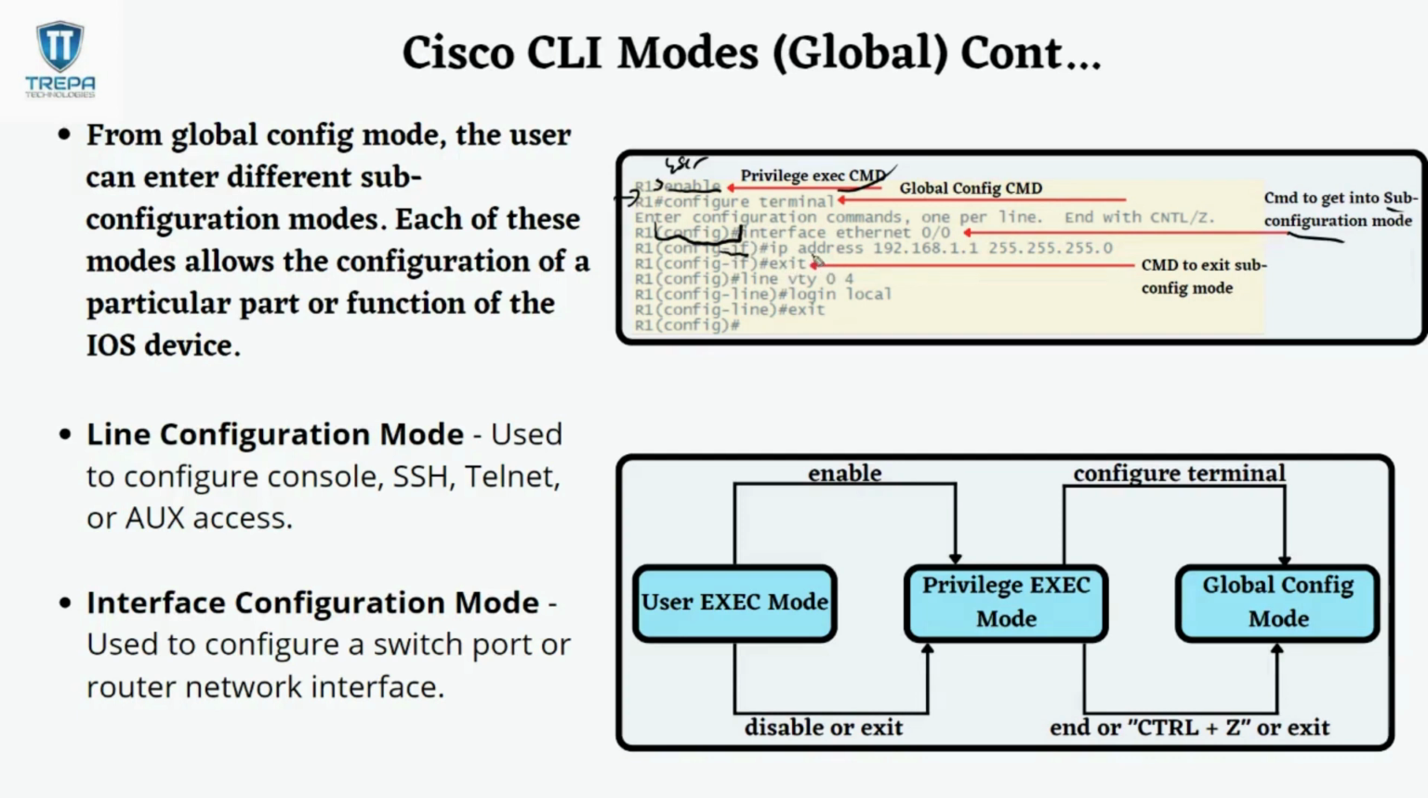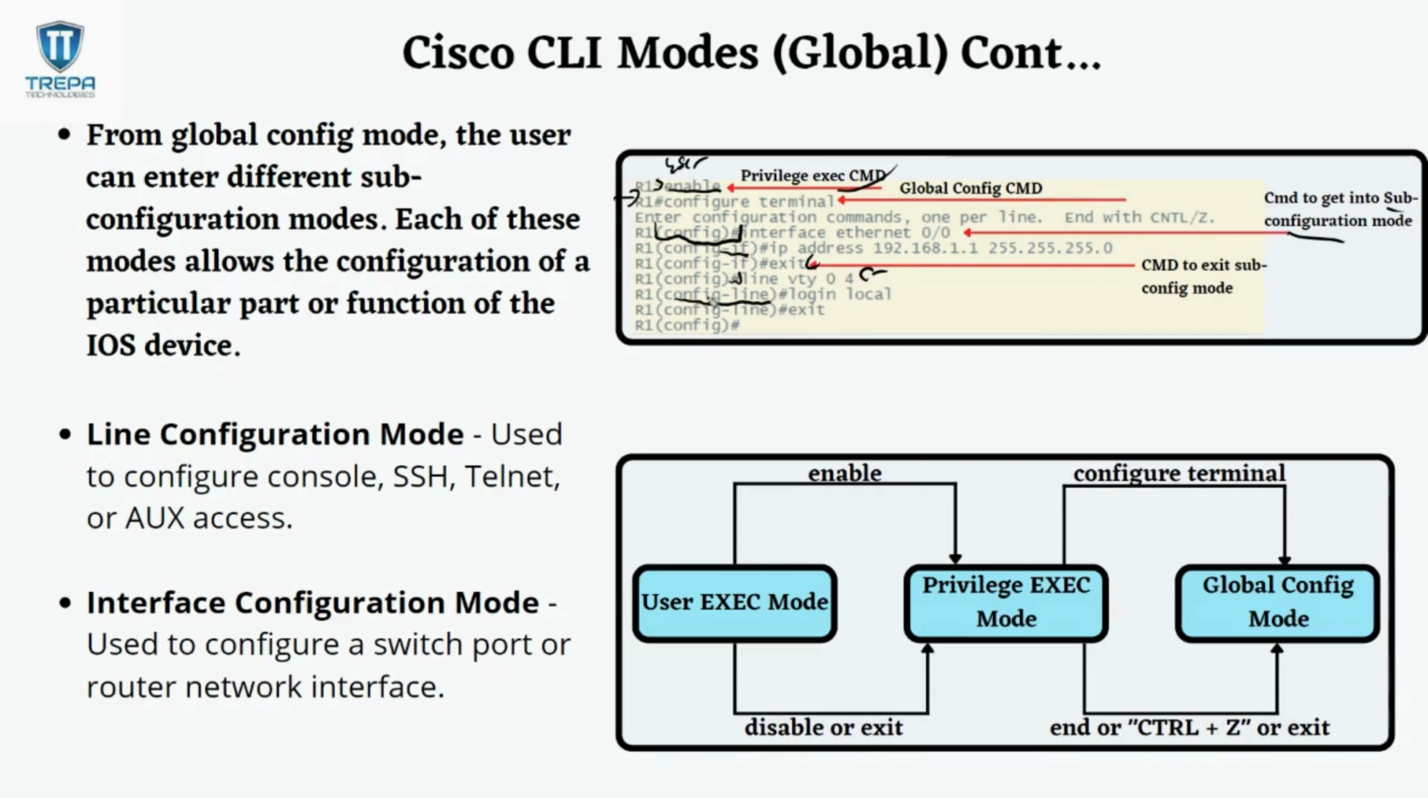To get out of it, I can type in the command exit. Exit brings me down a layer, right? Brings me down a level. Now I've exited from sub-configuration mode into global config mode. And then here I'm going to configure our VTY lines, which allows the remote management of our device. It's those lines that actually process the remote sessions, right? And there I enter sub-configuration mode for our VTY lines, line configuration mode.